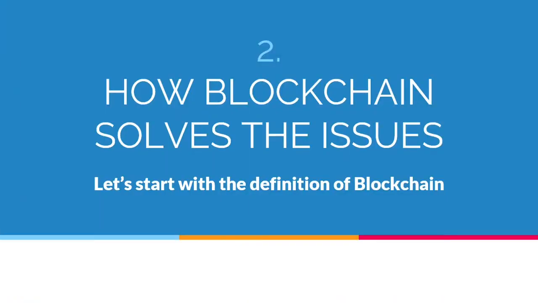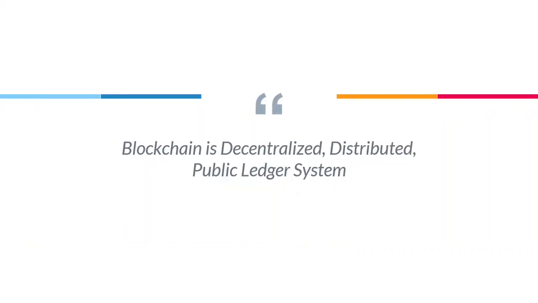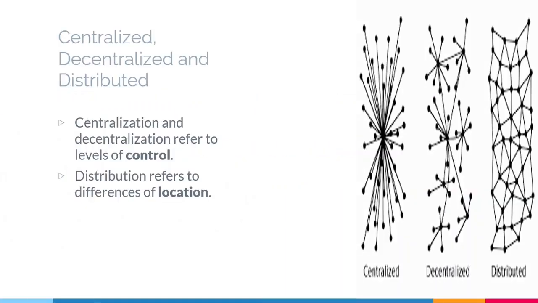Let's start with the definition of the blockchain. Blockchain is a decentralized, distributed, public ledger system. So let's break it down into 3 terms: distributed, decentralized, and public ledger. If we want to understand decentralized, then we have to understand centralized first. But before, let me clear something. Centralized and decentralized refer to control, and distributed refers to location.